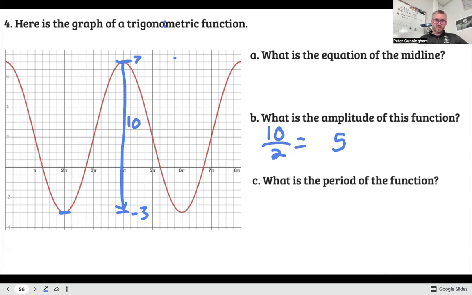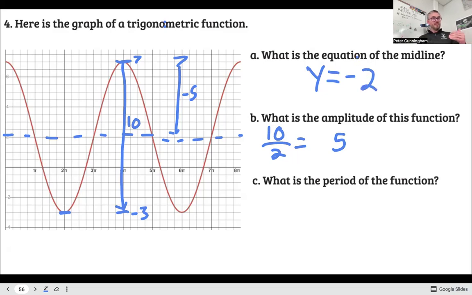Well, I need to go from 7 down 5, which lands me at a midline of y equals negative 2. And for whatever reason, it doesn't look like negative 2 is physically the middle when I just look at it right away. Maybe your eyes are better than mine. So I got to do some math to actually get that, especially when there's dashes there and it wasn't a very well printed graph. So I got to go from the top, find the amplitude, and get to that middle.